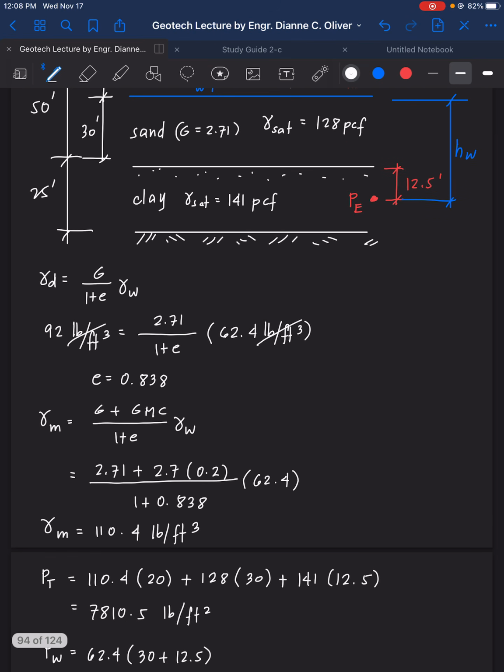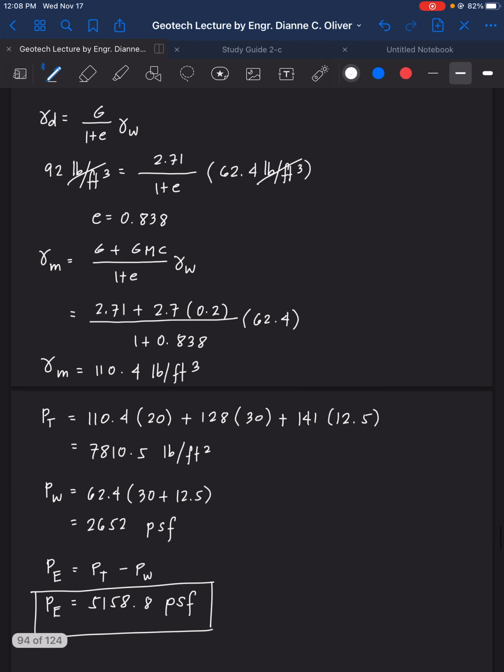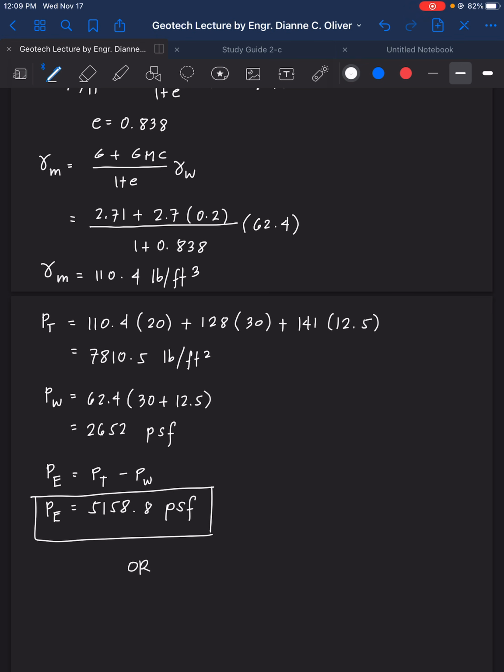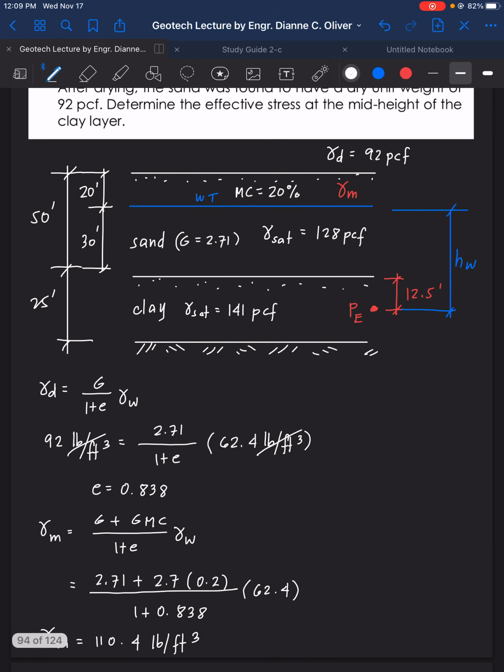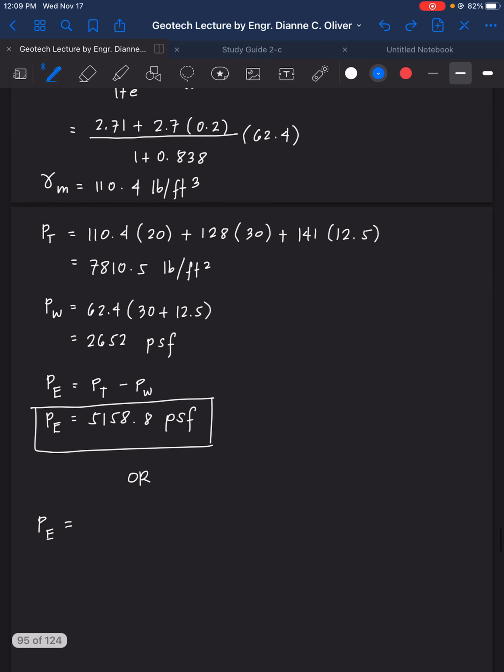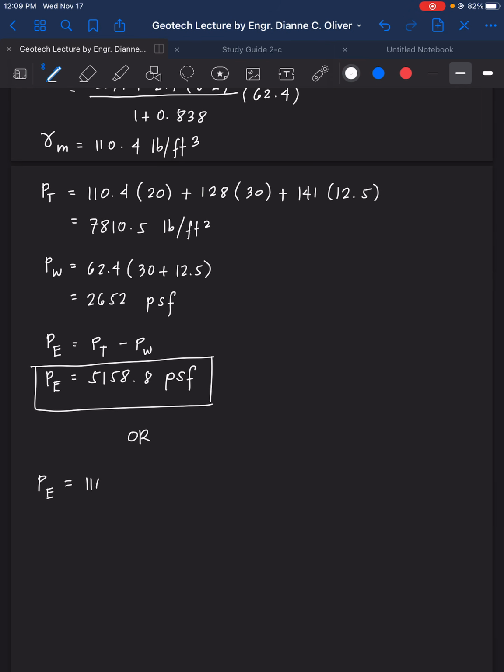Now, there is another solution for this, for the P effective, or we can just simply use the gamma effective. So, how do we do that? How do we use the gamma effective? First, let's compute the one outside the water table or above the water table. Above the water table, you have gamma M. So, gamma M is 110.4. 110.4 multiplied with the height of gamma M.